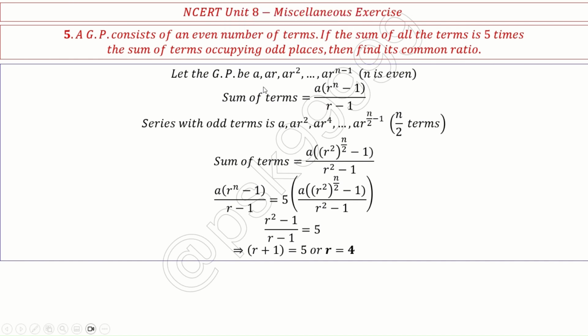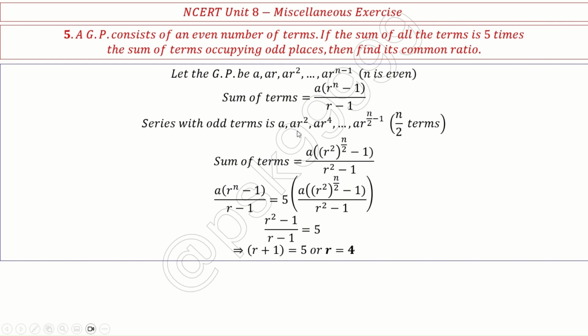Okay, let the GP be a, ar, ar square up to ar to the power of n minus 1, where n is even. Okay, I should note down n is even. Sum of terms is this one, the GP sum. So now the series with odd terms. Okay, now you take only odd terms. How many odd terms will there be? n by 2, because n is even, n by 2 terms will be there.